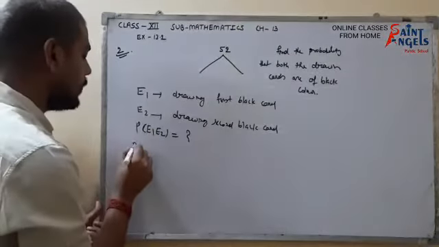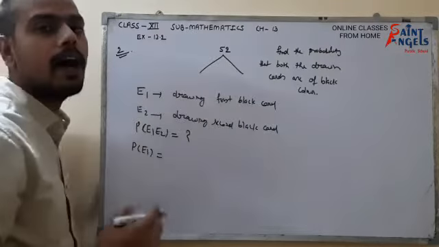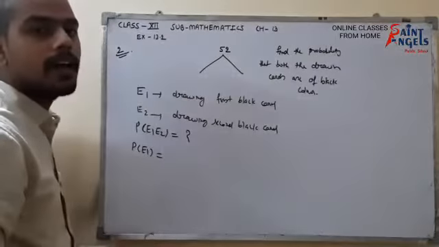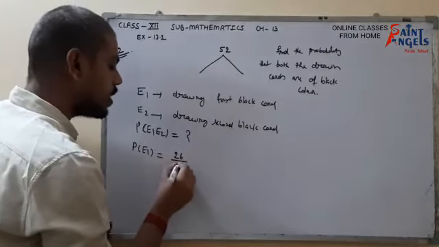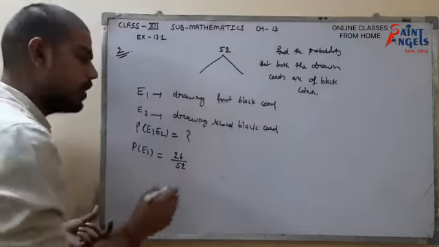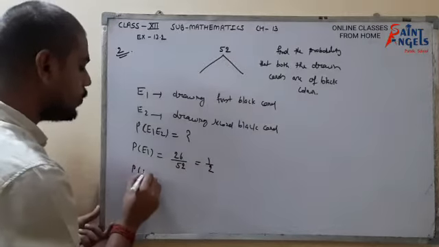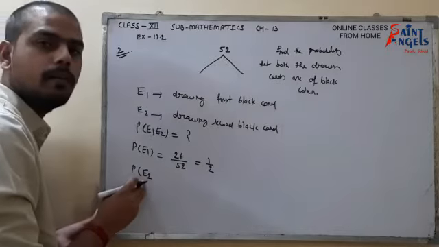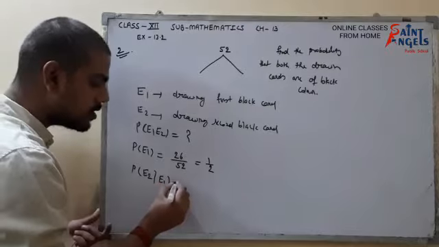So first of all, find P(E1). P(E1) means the probability of drawing a black card. So how many black cards are there? 26 black cards are there. So it would be 26 upon 52. It means what? 1 by 2. Okay. Now P(E2), drawing a black card when a black card has already been drawn.